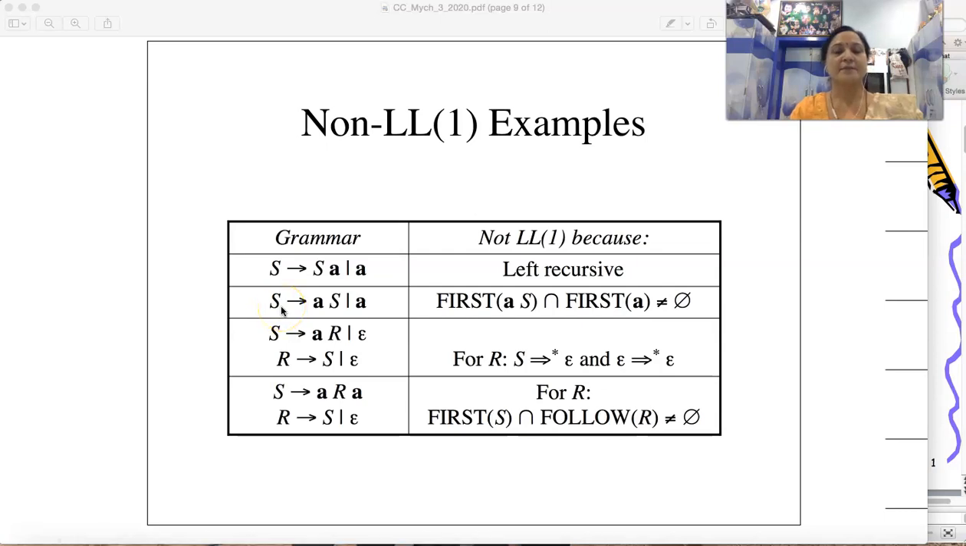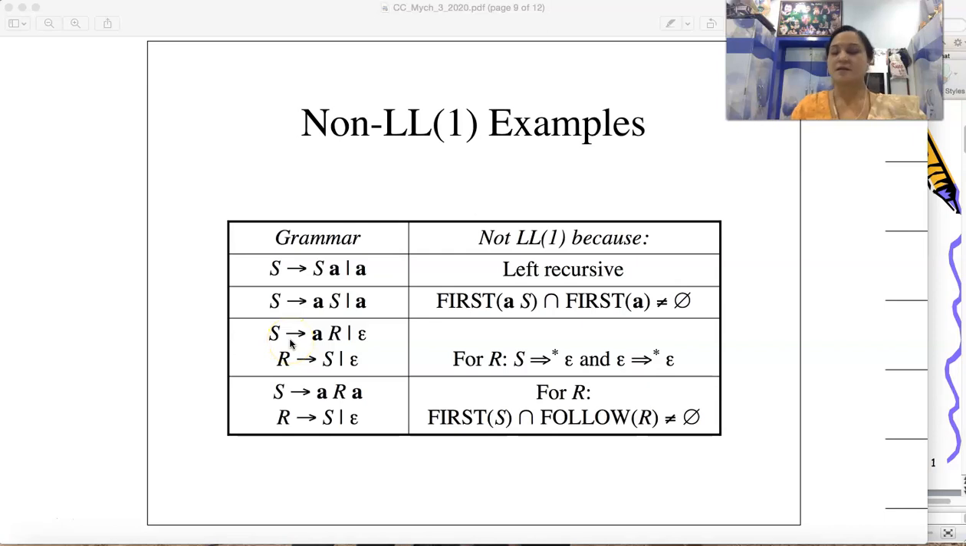Let's take another example. S tends to AS or A. Now here this is alpha 1, this is alpha 2. Both of them are starting with A. So first of AS intersection first of A is not empty. Means this production requires left factoring. This production has to be rewritten, right? Before that, this production is not LL1.